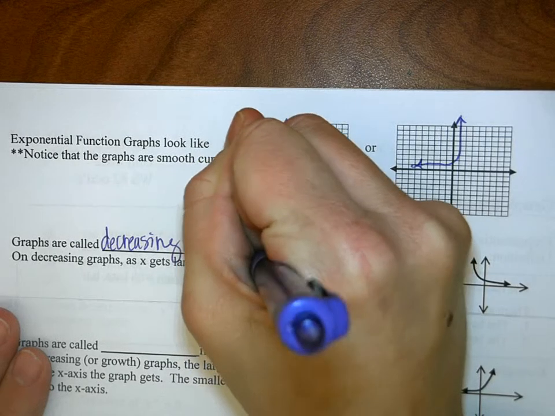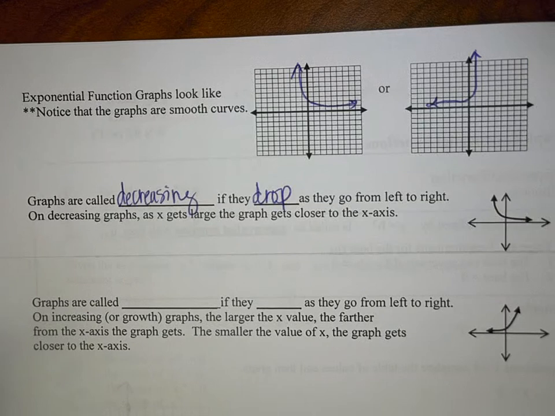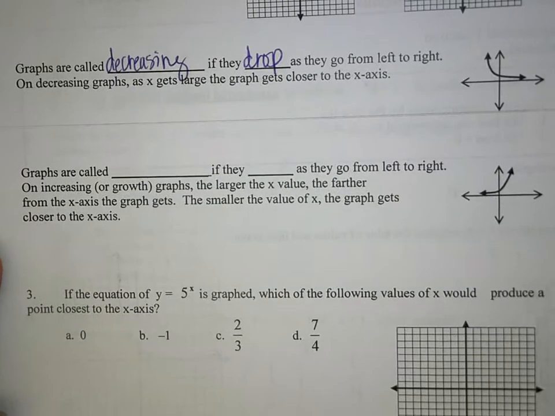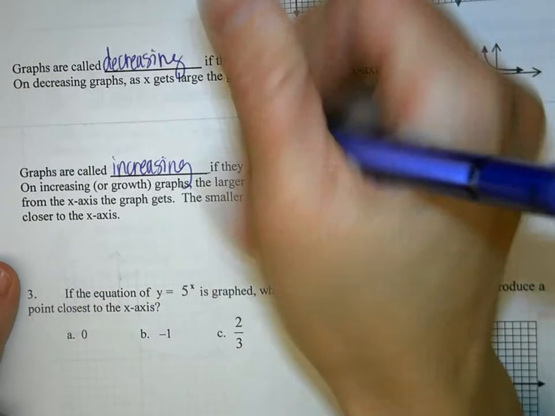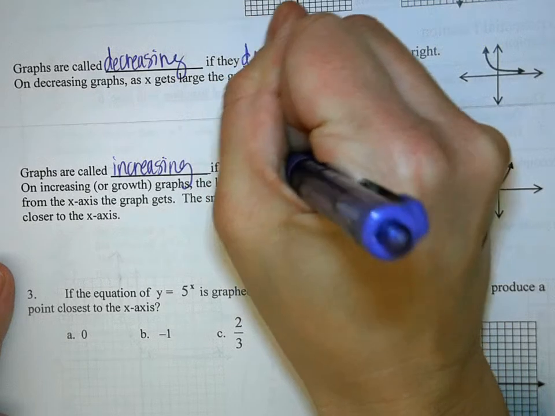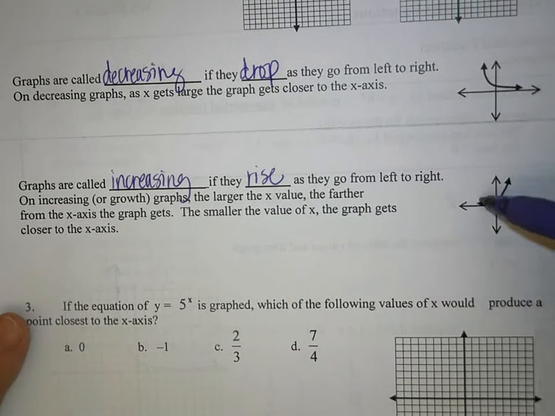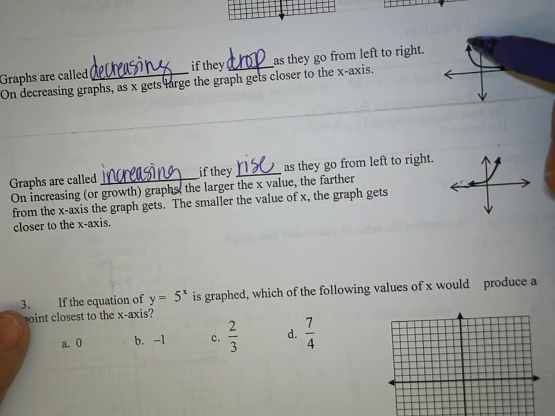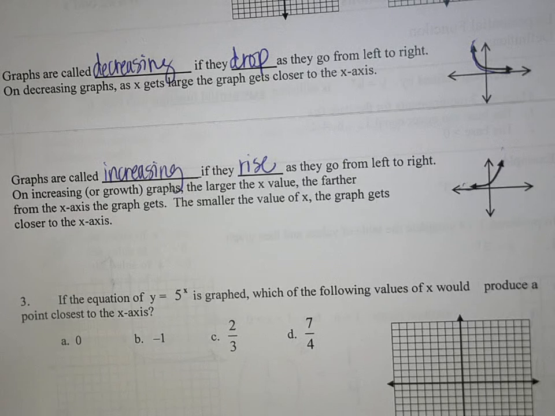Very good. If they drop as they go from left to right. How did you know that? Graphs are called increasing if they rise, or go up, as they go from left to right. So again, remember how you read things from left to right? So this one, if you're going left to right, it's increasing. This one, if you're going left to right, you start at the left and it's going down. Make sense? All right.